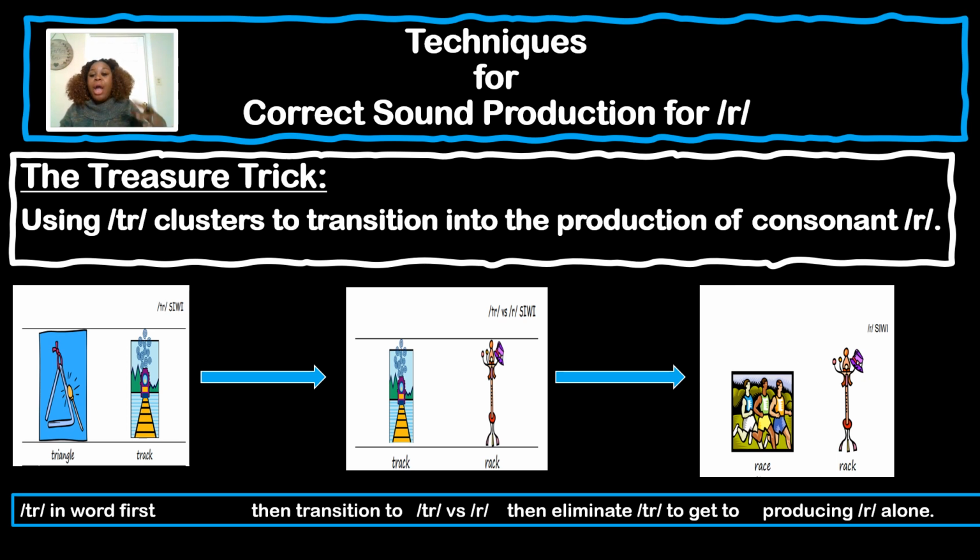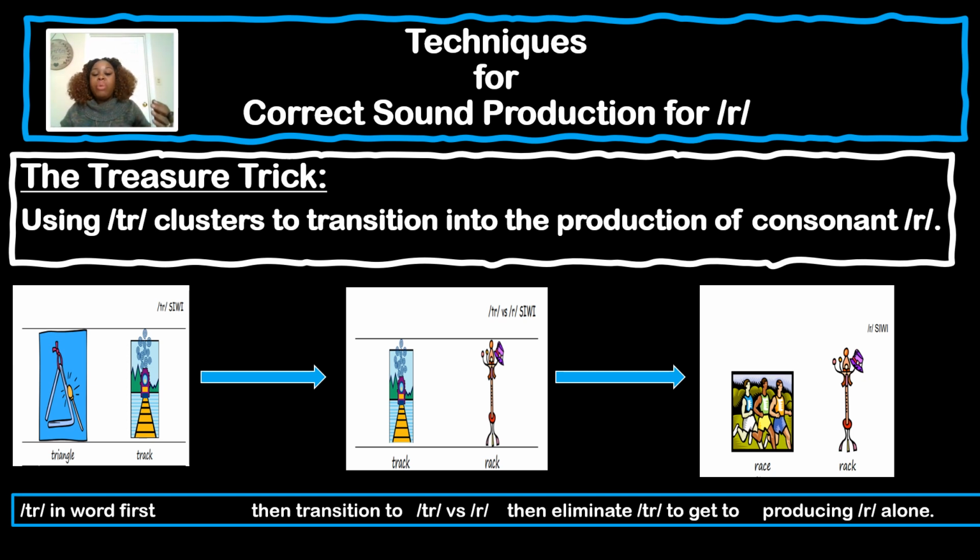And once they are used to the TR sound, then you come here and treat it like a minimal pair. What that means is, like I showed you when we were working on K and G, where a child would typically do a T sound for a D sound, you pair the error sound with the target sound together so they can get used to going from one place of articulation to the next without any type of error.